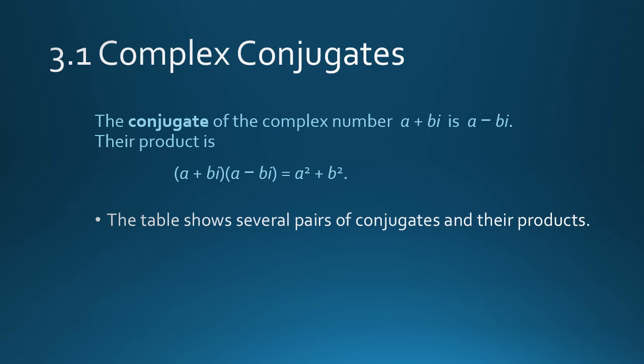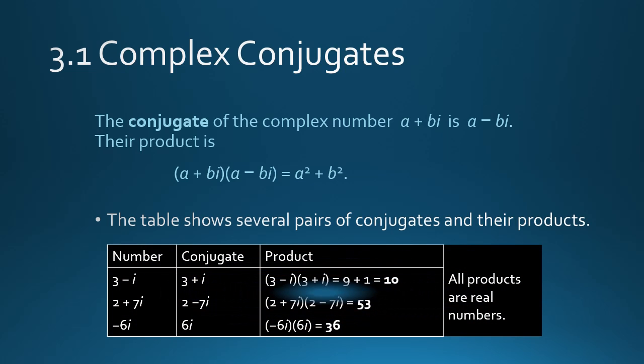Okay, we have a table that's going to show some pairs of conjugates and their products. So if we have 3 minus i, the conjugate is 3 plus i. You can see there how we multiplied them together and gotten 10. 2 plus 7i, the conjugate is 2 minus 7i, and we get 53. And then -6i and 6i, and we get 36. Notice that the product of a complex number and its conjugate is always going to be a real number.